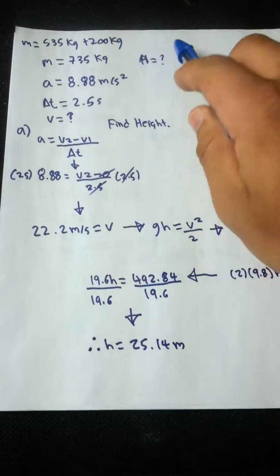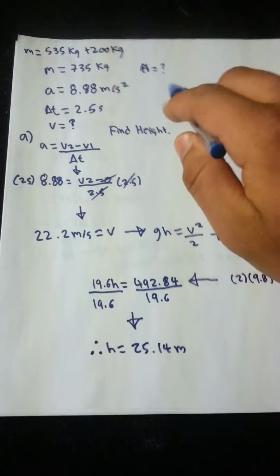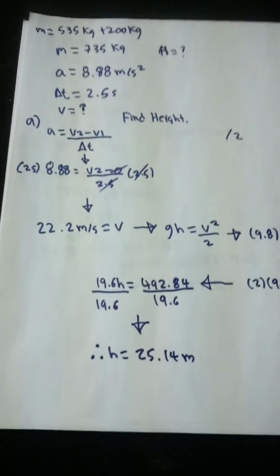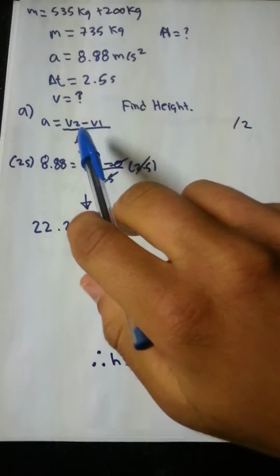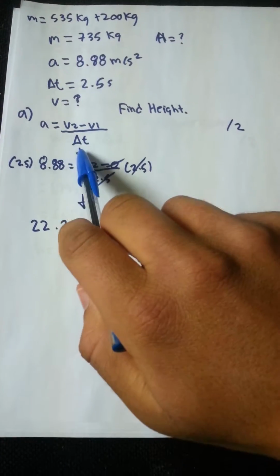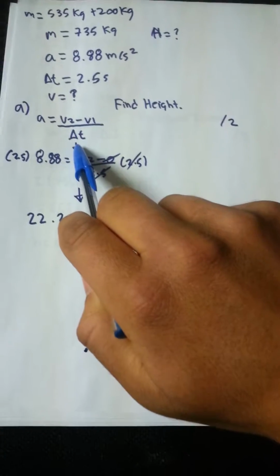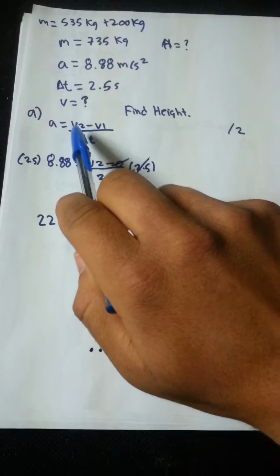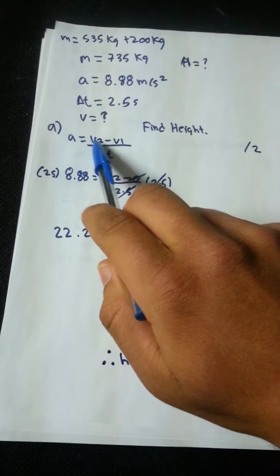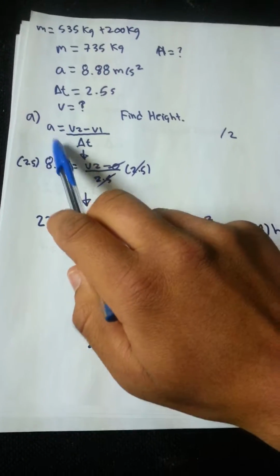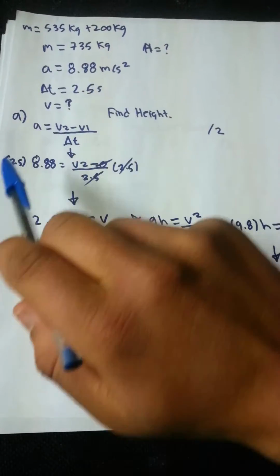We don't know the velocity and we don't know the height. We're looking for the height, but to find the height, you need the velocity. So, let's get started. A is asking you to find height. So, acceleration equals v2 minus v1 over delta t. Now, we already have v1 because it starts from rest, which is 0, but we don't have v2. We need to find the actual velocity that it accelerates to. And we already have the acceleration, because that's given.